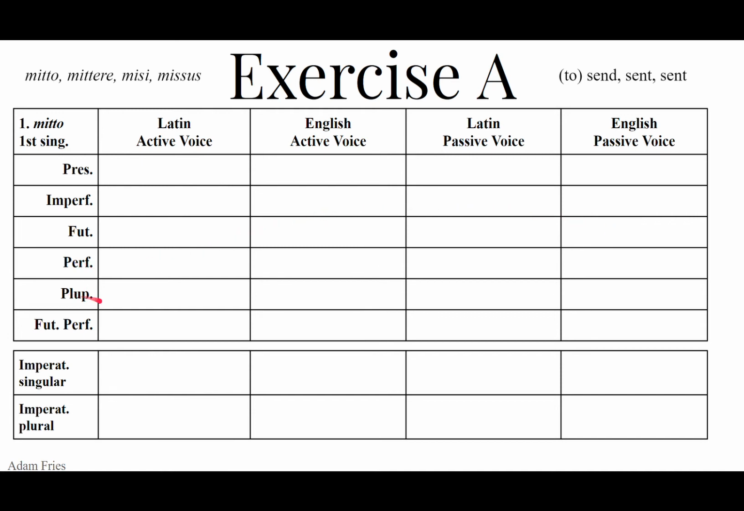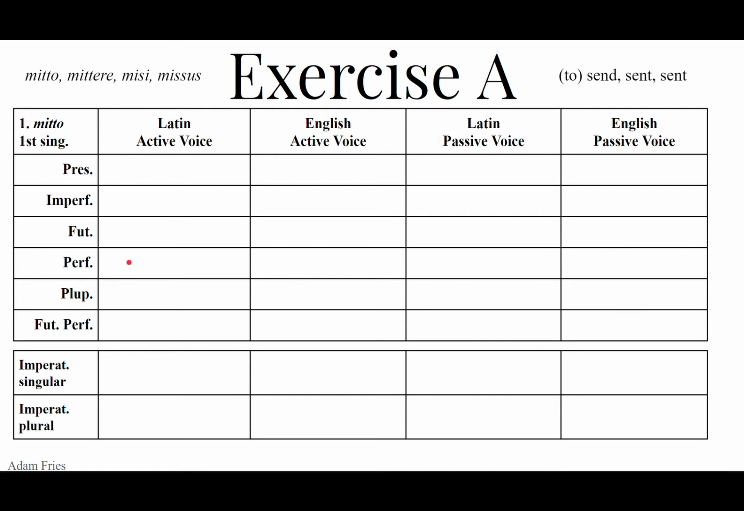Optime. Now the perfect, pluperfect, and future perfect active use the perfect stem. Third principal part, chop off the I to get mis, M-I-S. The passive uses the fourth principal part, missus. Treat it like an adjective of the first and second declension, missus, a, um, and write that for the perfect, the pluperfect, and the future perfect, passive only. We're going to add a helping verb for the perfect passive, the present of sum, the pluperfect passive, the imperfect of sum, and the future perfect passive, the future of sum as the helping verb.